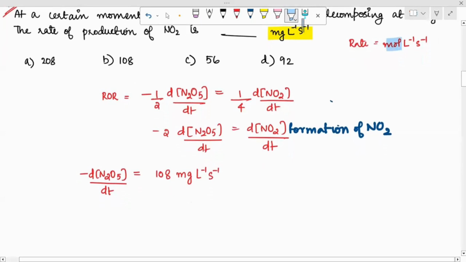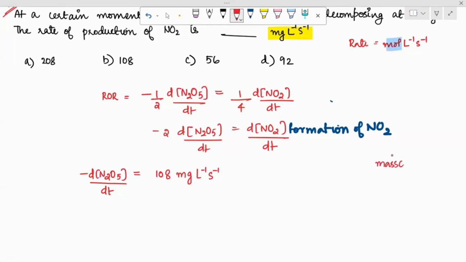How do we convert mass to moles? If you have mass in grams, you have to divide it by the molecular mass. Now, what is the molecular mass of N2O5? Nitrogen mass is 14, 14 into 2, 28. Oxygen mass is 16, 16 into 5 is 80.